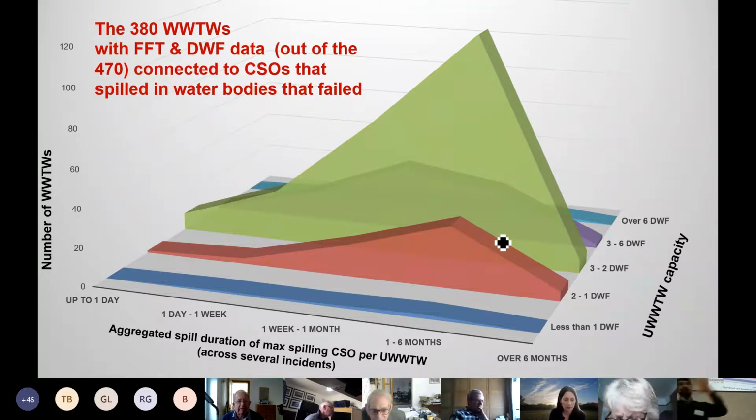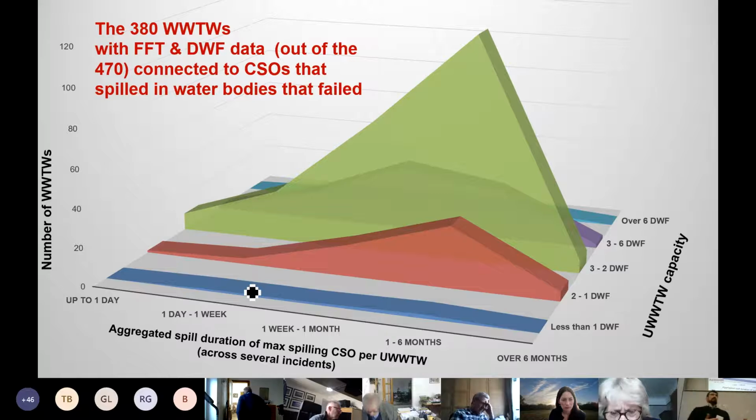Okay, so what you see here is this subsection, this smaller group of the 380 works that are discharging through overflows in areas that have failed the classification, that have not met good ecological status because of the overflows. And you can see here that the fact that there are works with overflows that spill much longer than the rest of the overflows in the country justifies the concern from the agency. They are the reason we are not meeting good ecological status.